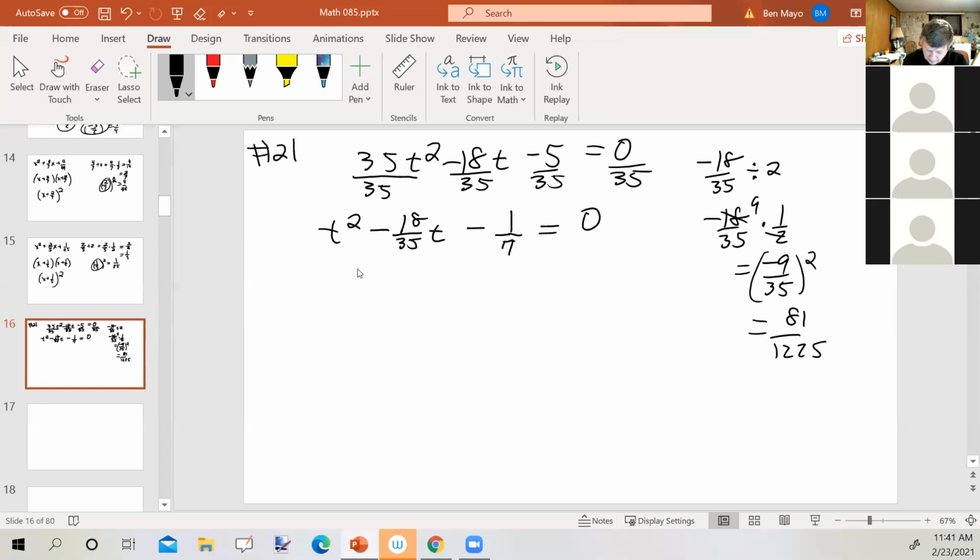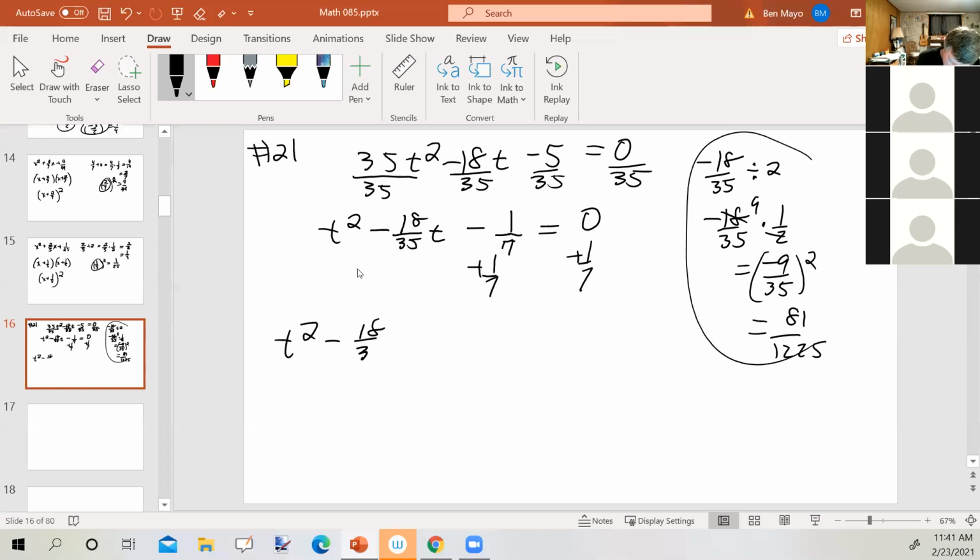Oh, I know what I forgot to do. It doesn't affect things, but before I did all of this, I should have added 1/7 to both sides. So I'd have t squared minus 18/35 t equals 1/7, okay? That doesn't affect what I just did, but now I'm going to add 81 over 1225 to both sides, okay? You still with me?